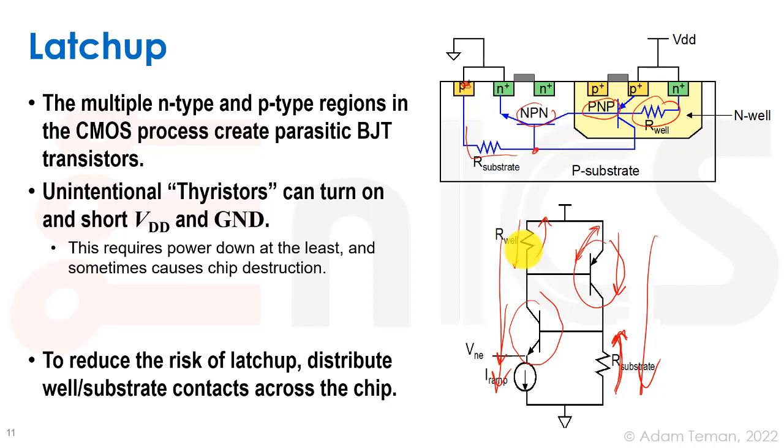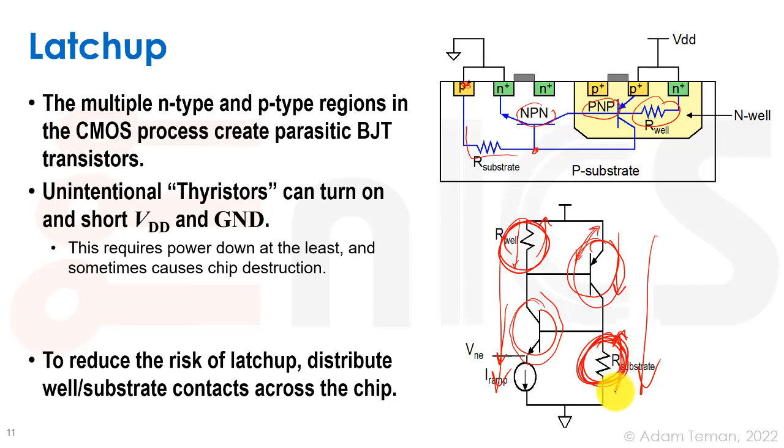The way to not allow that to happen is to make sure that these transistors never turn on. How do we make sure they never turn on? Make sure that the voltage never rises here. How do we make sure the voltage never rises here or here? We make sure these resistors are really, really small. And how do we do that?